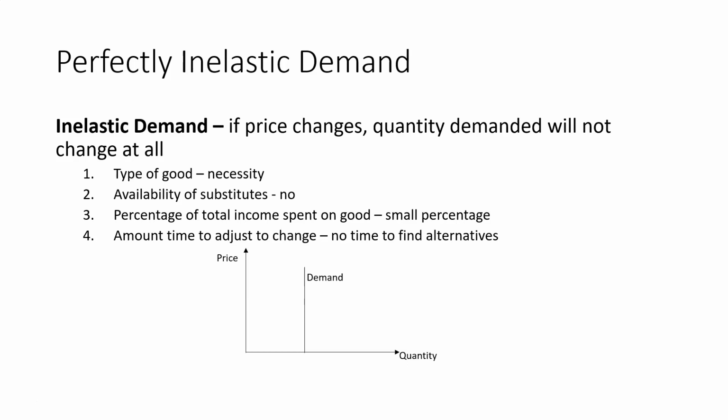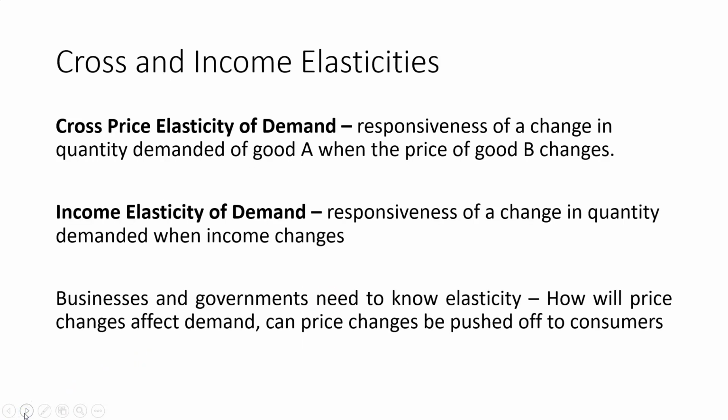Now, there's different types of elasticity. If an economist talks about elasticity of demand, they're probably talking about price elasticity of demand. We don't call it that, we just say elasticity. But there are a couple other types of elasticity of demand that we need to look at. One is something called cross-price elasticity of demand. That's the responsiveness of a change in quantity demanded of one good when the price of another good changes.